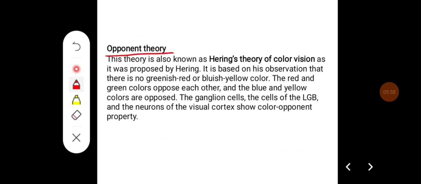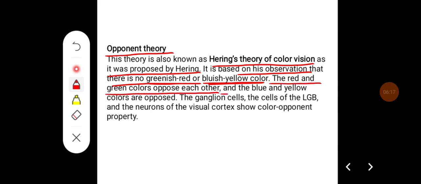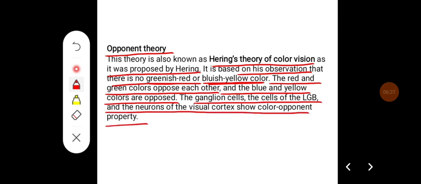Opponent theory. This theory is also known as Hering's theory of color vision, as it was proposed by Hering. It is based on his observation that there are no greenish red or bluish yellow color because they are opposite colors. The red and green colors oppose each other, and the blue and yellow colors are opposed. The ganglion cells, the cells of lateral geniculate body, and the neurons of the visual cortex show color opponent property.